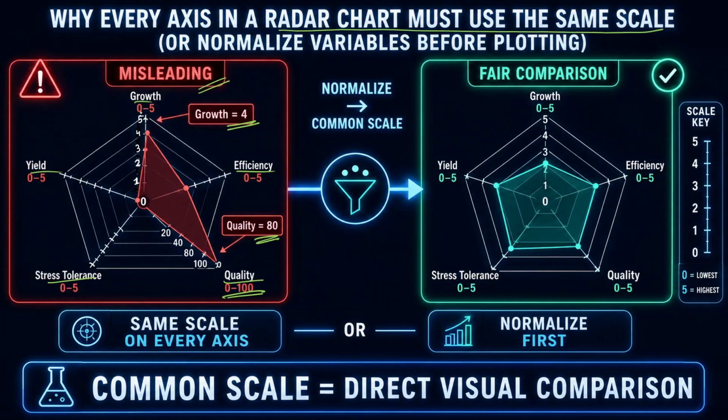If the original variables have different ranges, normalize them before plotting. Normalization means converting all values to one common scale. In the corrected chart, every trait ranges from 0 to 5, where 0 is the lowest and 5 is the highest. Now, distance from the center has the same meaning on every spoke. So, always use the same scale on every axis or normalize the values first. A common scale gives us a fair and direct visual comparison.